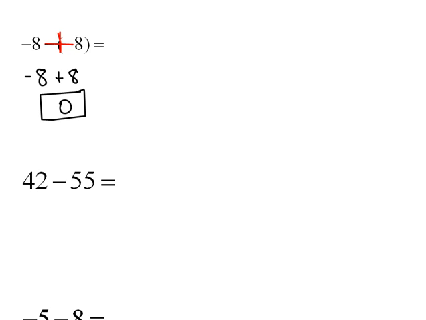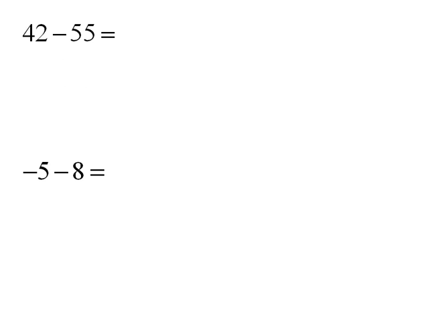Let's try another one. Here we have 42 minus 55. Now again, we think of this as being a subtraction problem, but technically this is just combining a positive 42 and a negative 55. Our signs are different, so we're going to subtract. Now we're going to have to just do it the easiest way possible, so I'm going to take the smaller one away from the bigger one. So 55 minus 42, that would be 13. And now we keep the sign of the bigger number. Since 55 is larger, our answer will be negative 13.